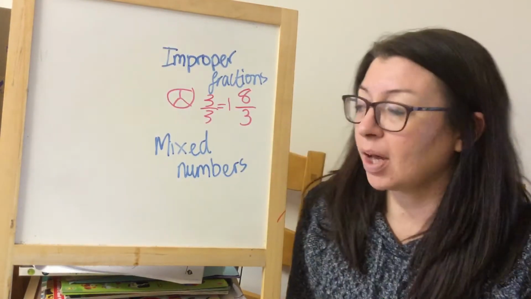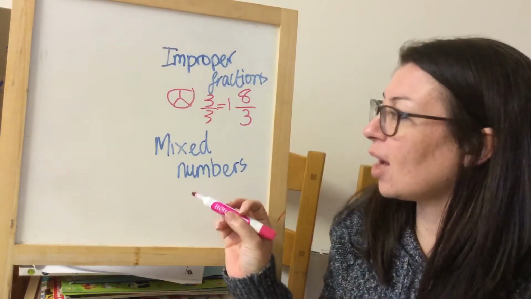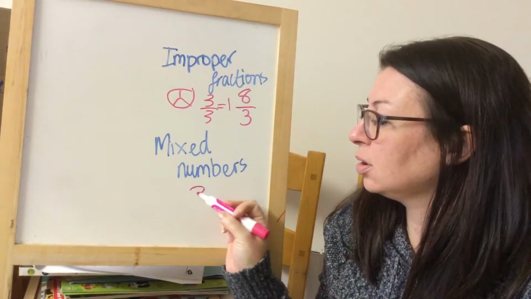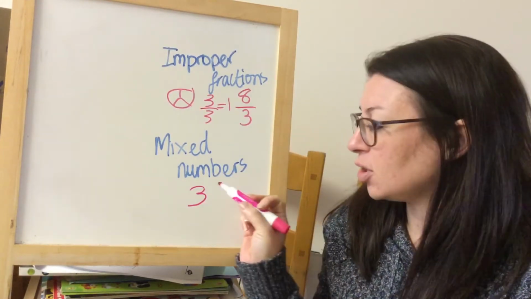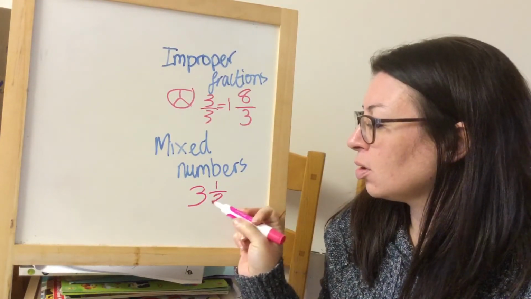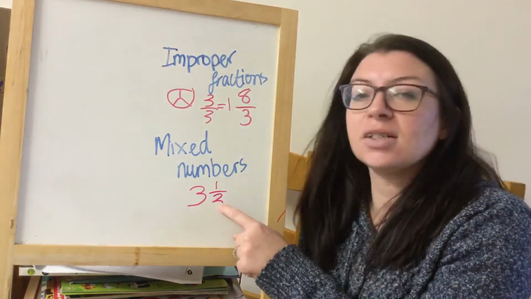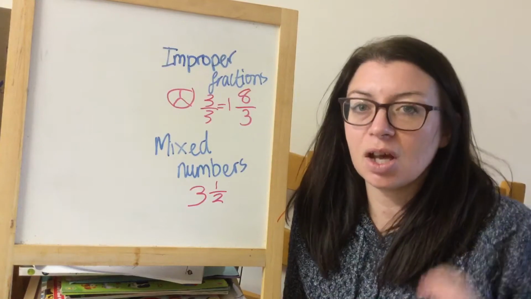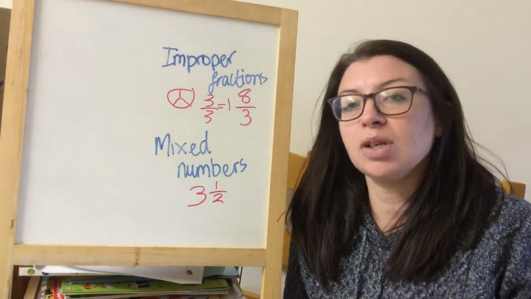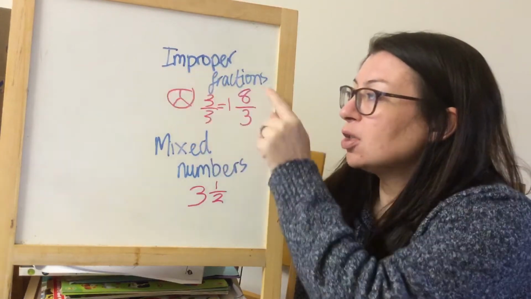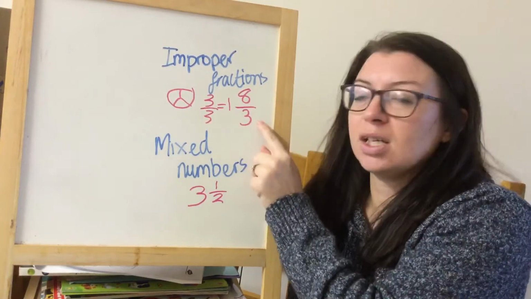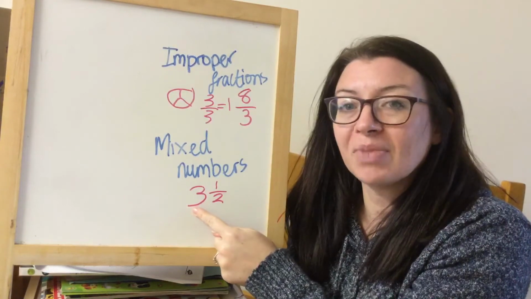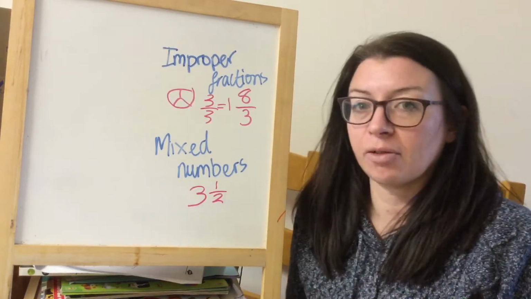A mixed number is where you have both whole numbers, integers, a whole number and a fraction. So 3½, that is a mixed number. Okay, so that is the terminology, the vocabulary that we will need today. Improper fractions, where the top number, the numerator, is bigger than the denominator, and mixed numbers, where you have a whole number, an integer, with a fraction.